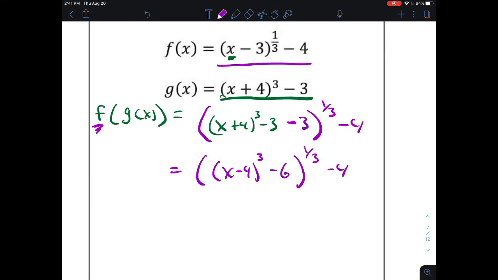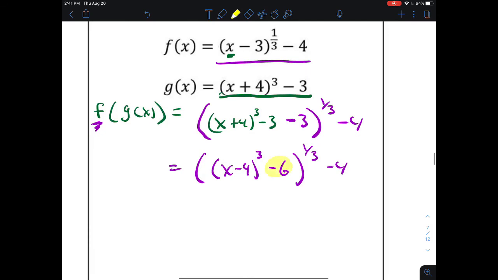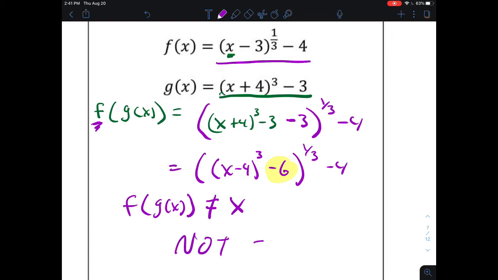Now, I'm looking at this, and the issue that I have from really being able to proceed to see if things would cancel out is this minus 6. If there was no minus 6 here, I could take the cube root of x plus 4 to the third, that would undo one another, and then I could proceed. This is not going to simplify down to make f of g of x equal x. So f of g of x, I know, is not going to simplify down to x. And so I'm just going to say they're not inverses.